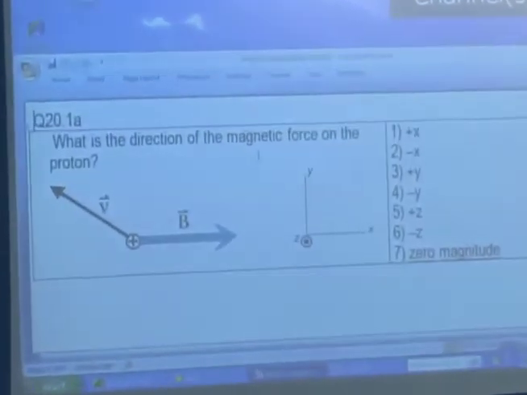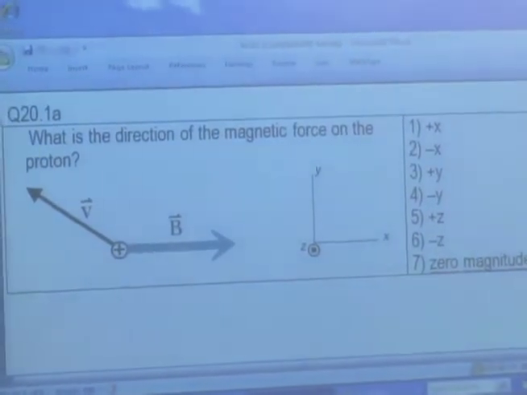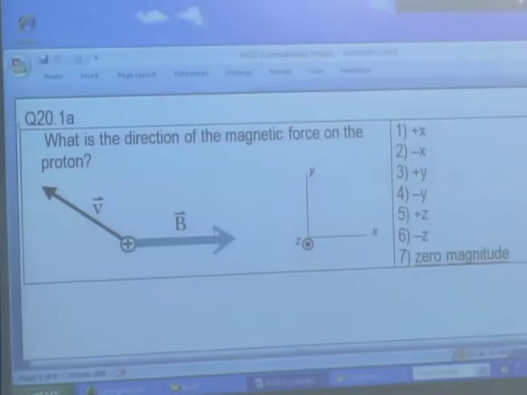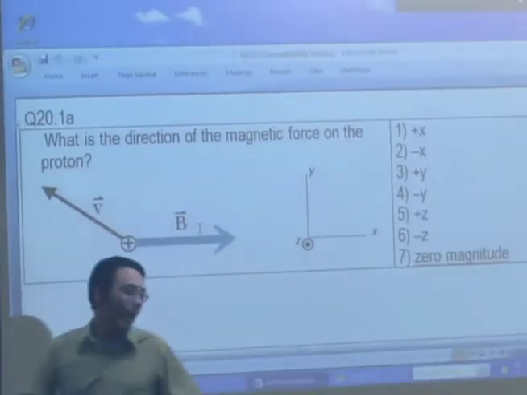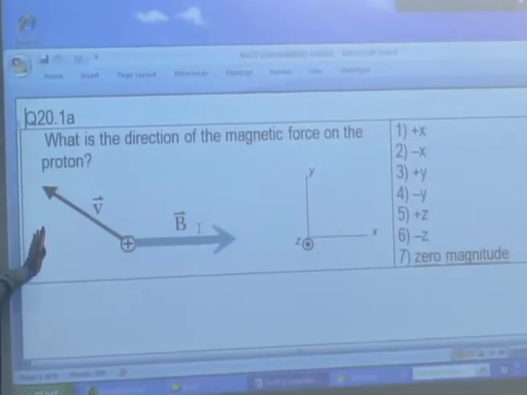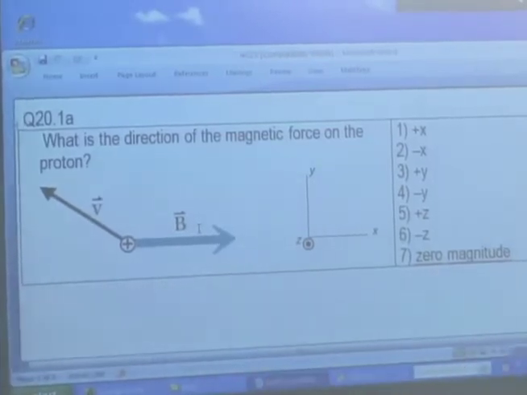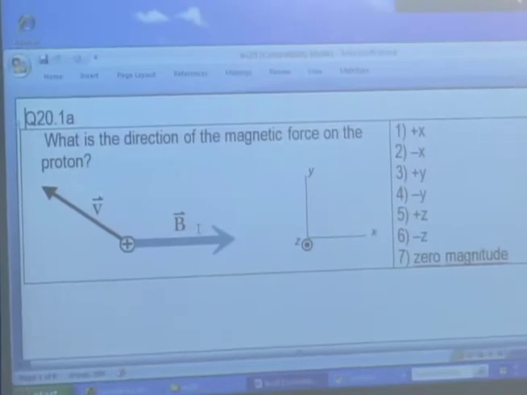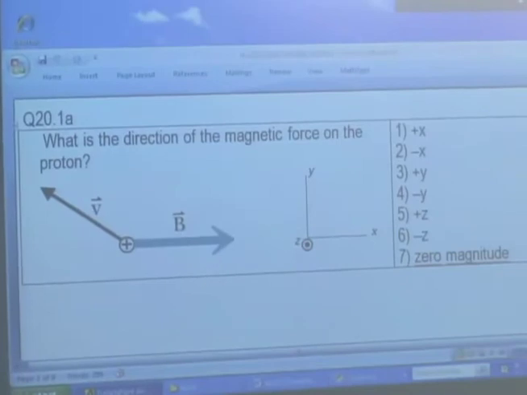What's the direction of the magnetic force on the proton? We have a proton moving up and to the left. The magnetic field at its location is pointing to the right. Again, keep in mind, this is a magnetic field not due to that moving proton, but due to something else. What could be causing this magnetic field? We could have a north pole over here, or a south pole over here, or some combination. So this is an external field, but we happen to have a proton moving through it. What's the direction of the force on the proton?